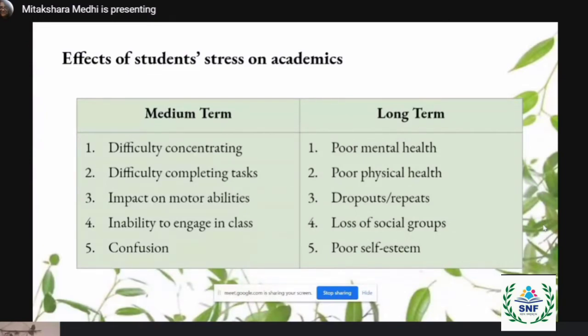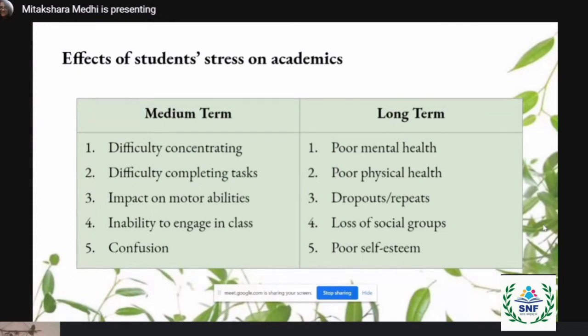Then there is loss of social groups because you're irritable all the time. You are so stressed, you're not able to engage in conversations. A lot of your friends may end up leaving you, specifically if they don't know why you're reacting this way, if you have not been able to communicate your feelings to them, especially in those circumstances.